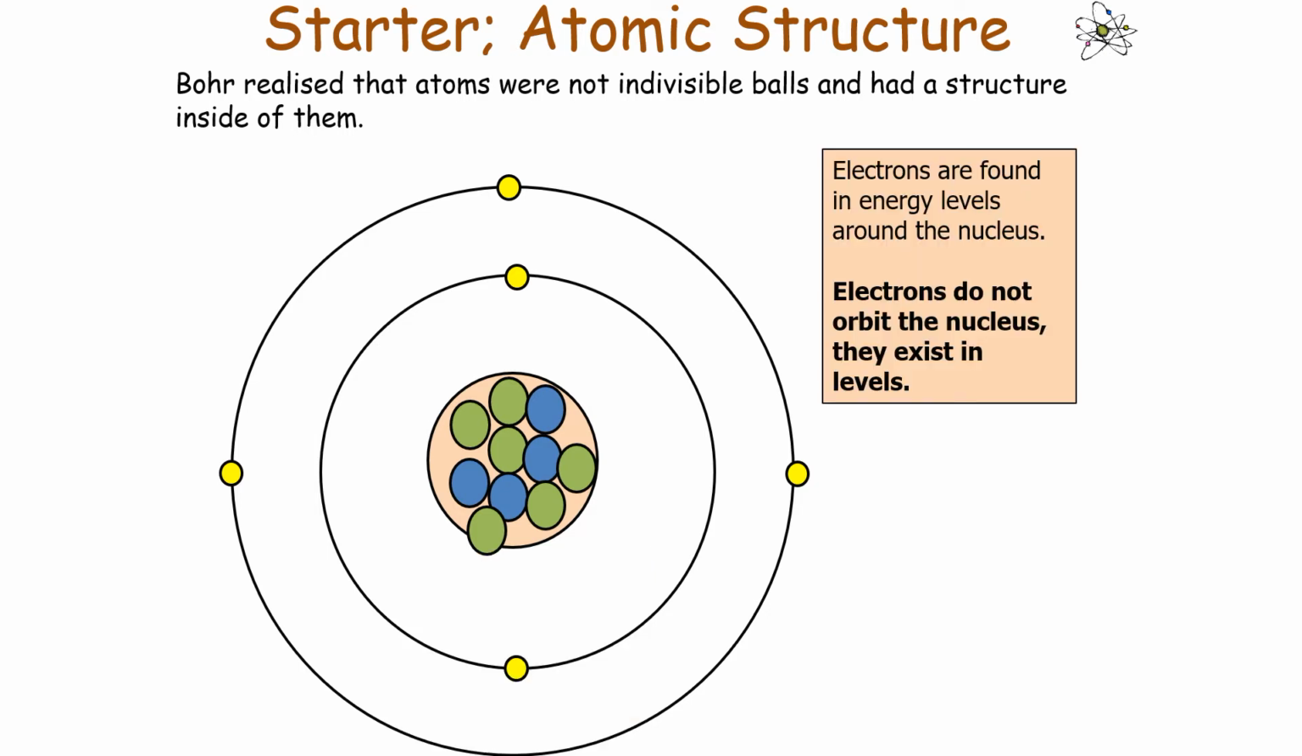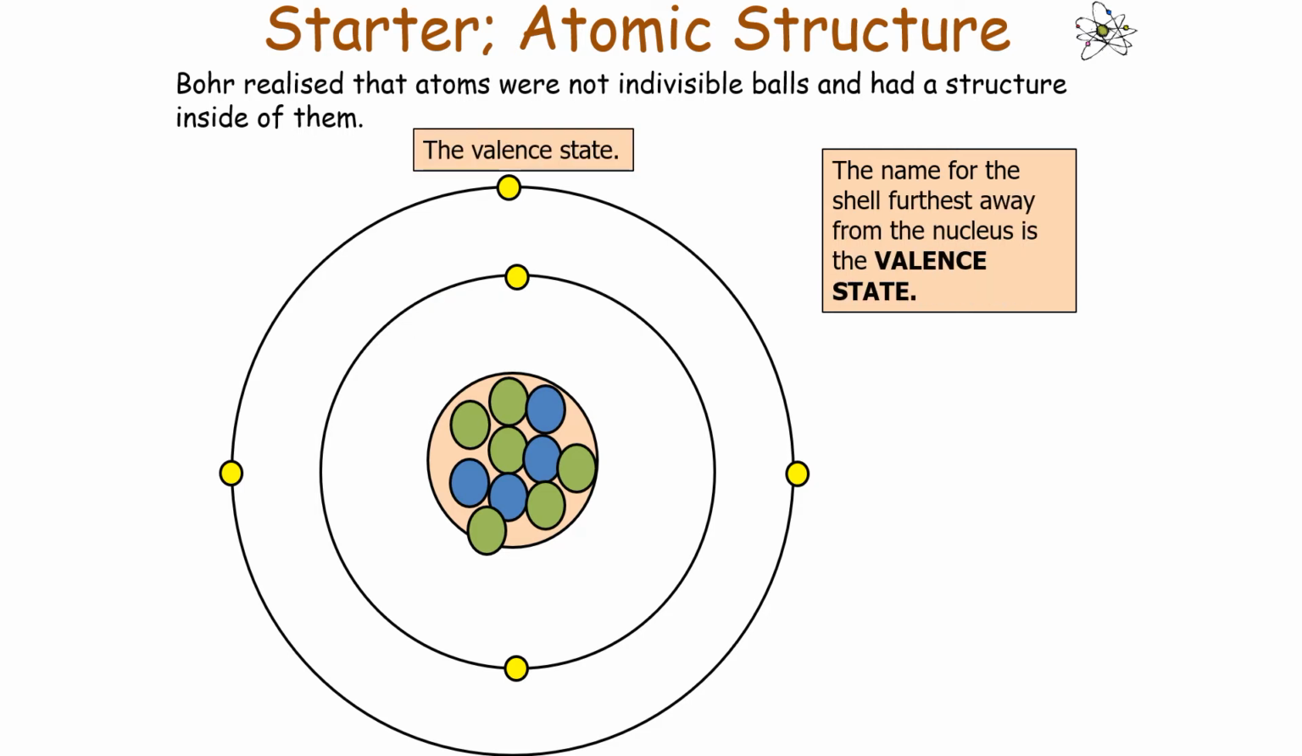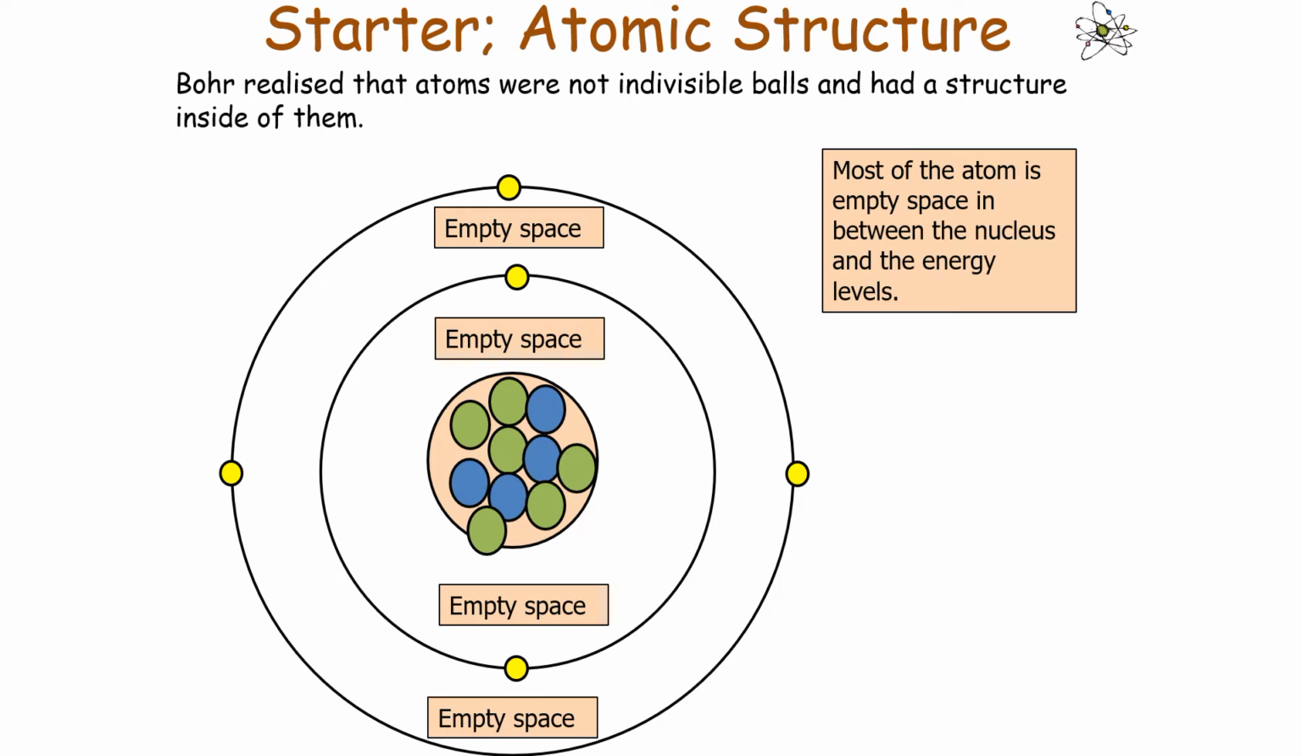Now it's important to note the electrons do not orbit the nucleus, they exist in levels. Different names for energy levels include states, orbitals or shells. The name for the shell nearest the nucleus is called the ground state, and the name for the shell furthest away from the nucleus is named the valence state. But most of the atom is empty space in between the nucleus and the energy levels.